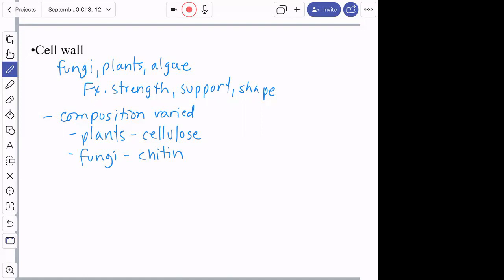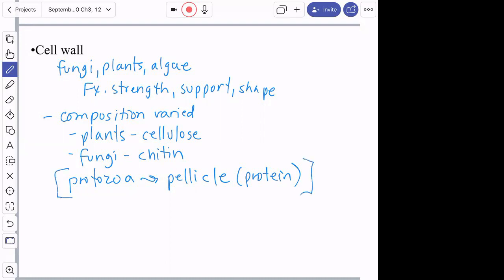Some protozoa, they don't really have a cell wall per se. They have a structure called a pellicle sometimes, which is made of protein. Proteinaceous pellicle. Okay, so not really a cell wall. I'll just kind of mention that there. Okay, but the main thing, remember, the composition is never going to be peptidoglycan. That's a hallmark of bacterial cell walls.